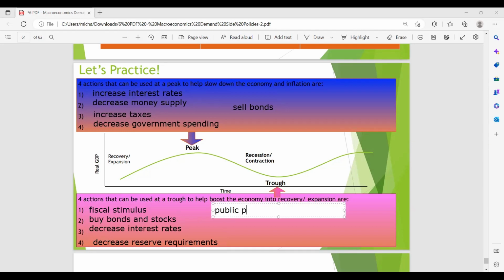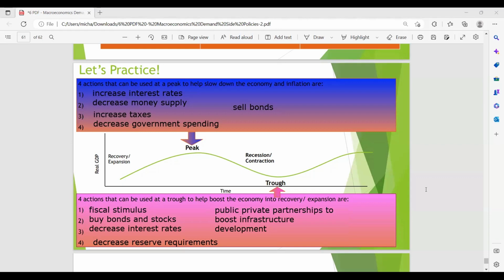So public-private partnerships to boost infrastructure development. So fiscal stimulus means government spending and lower taxes. Fiscal stimulus is higher government spending and lower taxes. Yeah, good question.